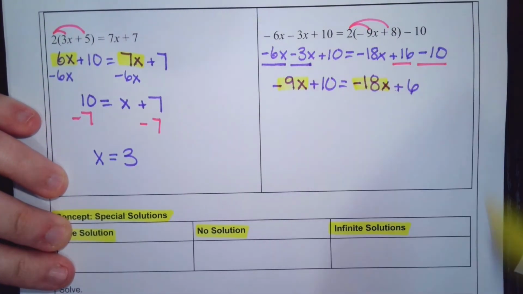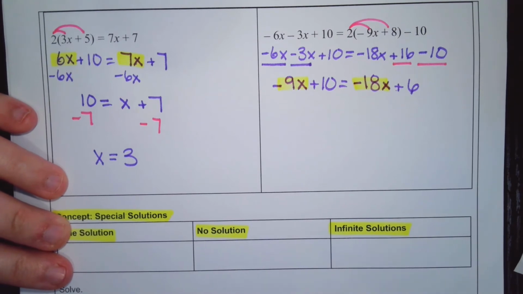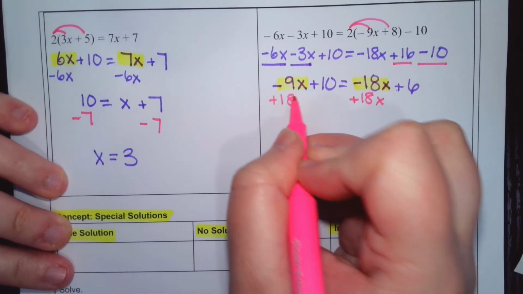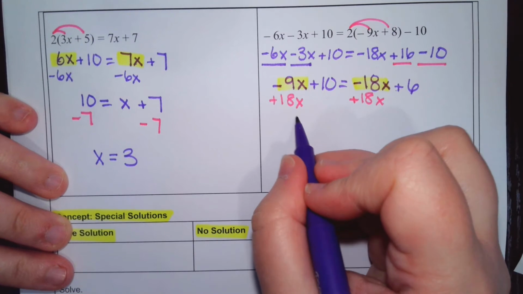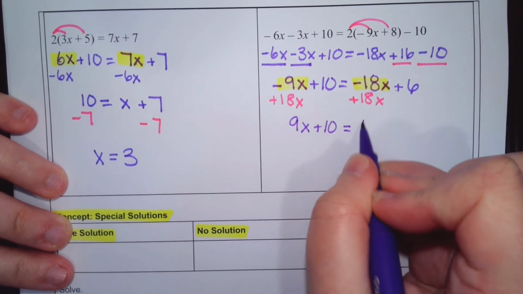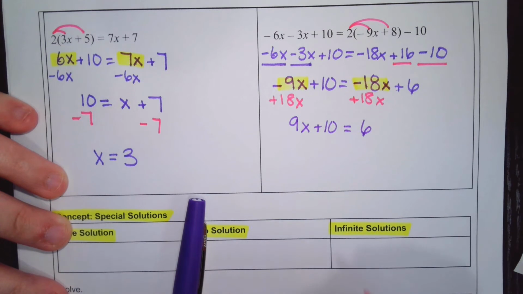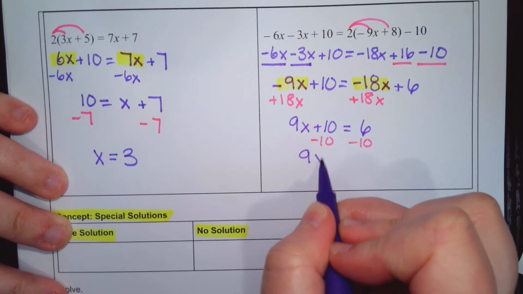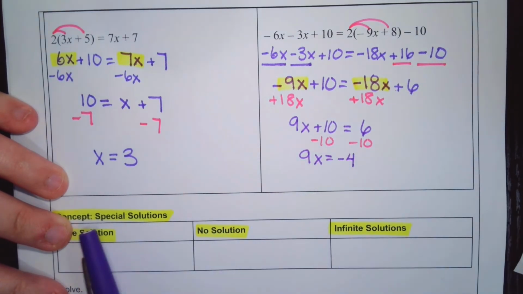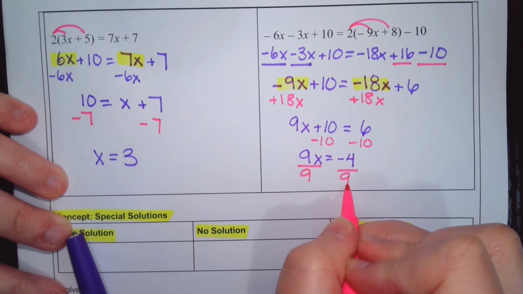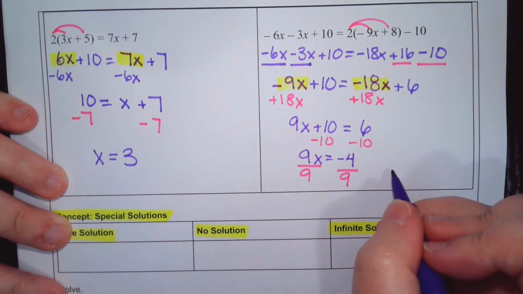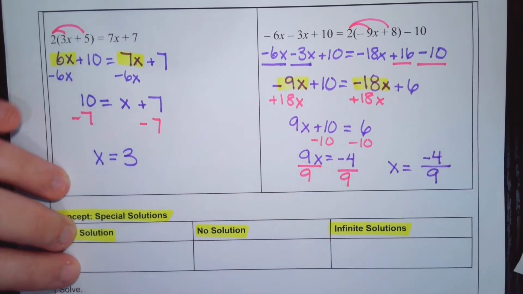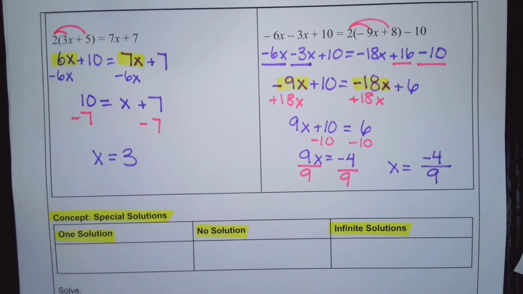Our variables are both negative, so we add the bigger one. The bigger number is 18. So we add 18x to both sides. So we have 9x plus 10 is equal to 6. We are now going to subtract 10. 9x is equal to negative 4. And then divide by 9. If you notice, negative 4 cannot be divided by 9, so we are going to leave it as a fraction. No decimals, leave it as a fraction.